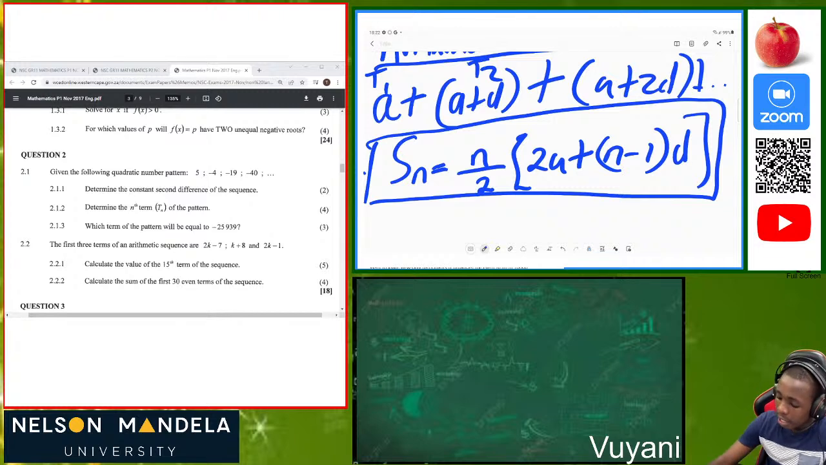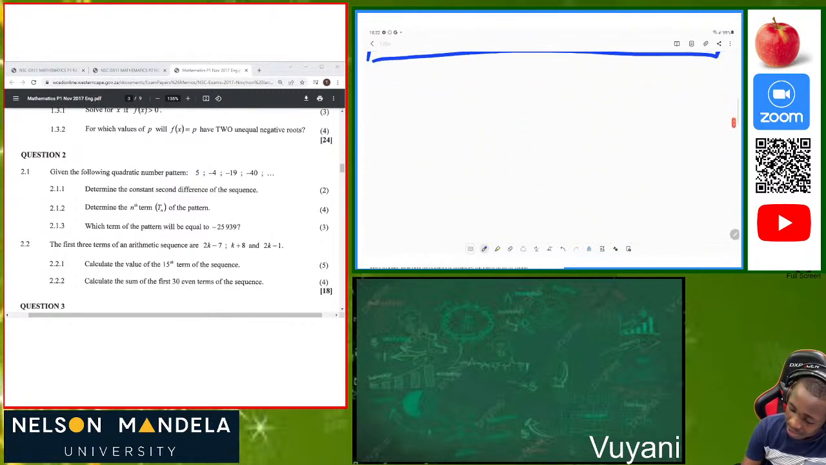Now, moving forward to the geometric. This is grade 12 stuff.